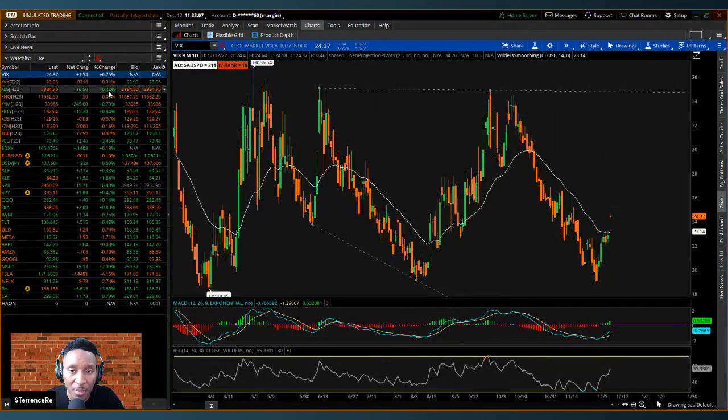The futures are up about 0.5%. The Nasdaq futures, borderline, they're neutral basically. They were down a little bit today.